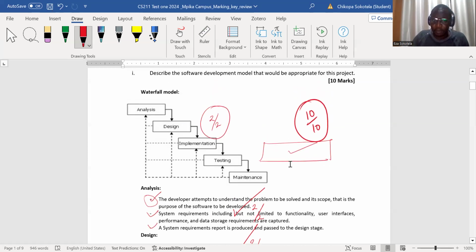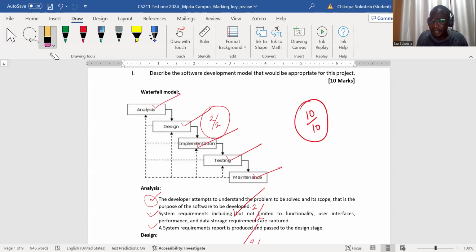On your part, when we ask you to describe, for instance, the waterfall model, we are expecting you to write a paragraph on this, a paragraph on that, a paragraph on that, a paragraph on that, and a paragraph on that. Each paragraph, based on your background, you know that a proper paragraph should have a topic sentence, a main body, and a closing sentence. I will not say more on that.